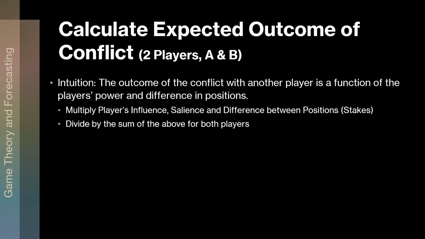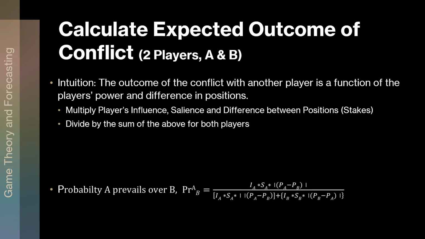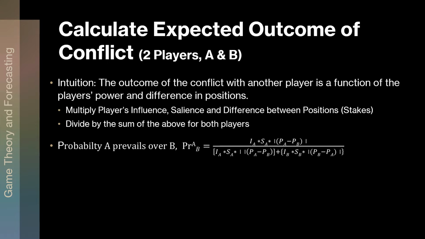And very straightforward. Now, I'm going to make it look ugly, right? Here it is in math language. The probability A prevails over B, otherwise known as probability A over B, is equal to, and what we've got going on here is just, on the top, we have influence of A times salience of A times the absolute value of the difference between A's position and B's position, right? And those are just the three things I just said in words. Here it is in math notation.